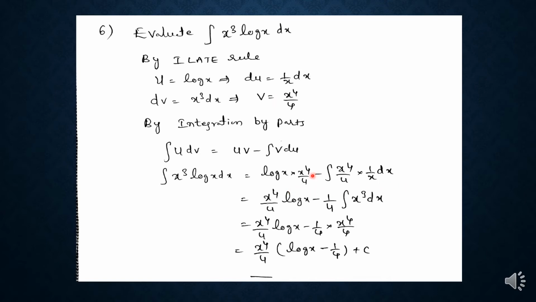That is x to the power of 4 by 4 log x minus, by taking the constant out of the integral, that becomes 1 by 4 into integral x to the power of 4 by x becomes x cube dx. So that is x to the power of 4 by 4 log x minus 1 by 4 into, this is in the form of x to the power of n dx, which is equal to x to the power of n plus 1 by n plus 1, that is x to the power of 4 by 4. So x to the power of 4 by 4 into log x minus 1 by 4 plus c. So this is the answer.